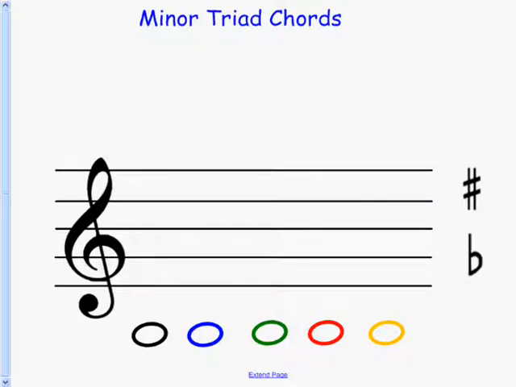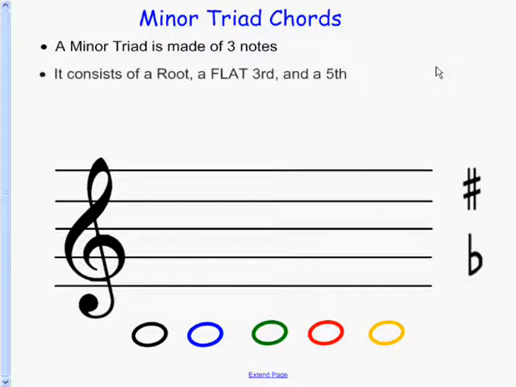Now, minor triad chords. Minor triad chords, first off, consist of 3 notes. They consist of a root, a flat third, and a fifth. So if we look at this, this is our F chord. You have F, A, and C. Well, the problem is that in the key of F that is a major chord. So to make it a minor chord, we need a flat third.